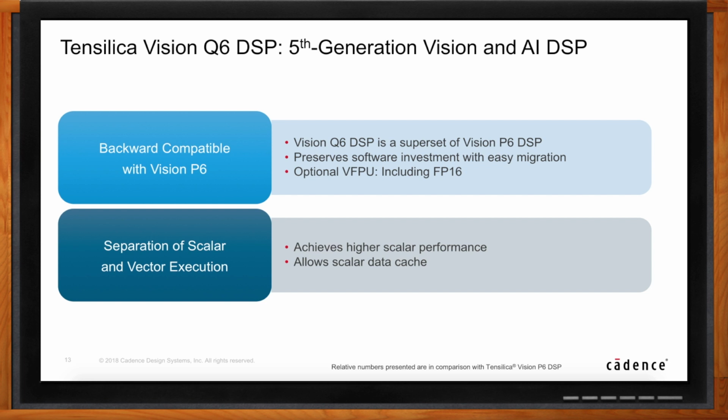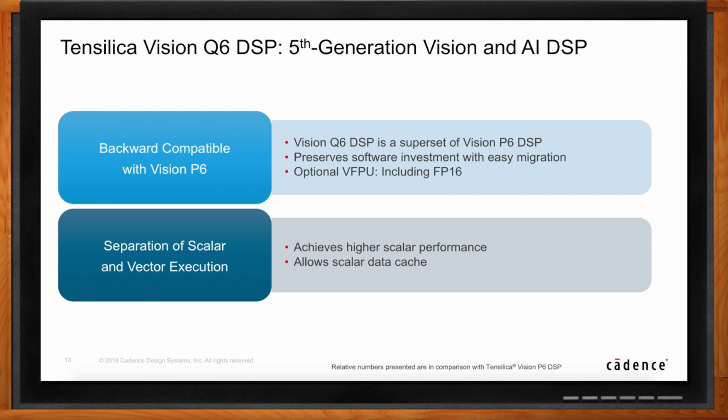The other thing is that we are an integer machine, fixed point, 8-bit, 16-bit, 32-bit, but we can also provide you the optional vector floating point, 32-bit and half precision. And this is important because our customers may have GPU code that they have written in floating point, then they can bring the GPU code on the Vision Q6 DSP.